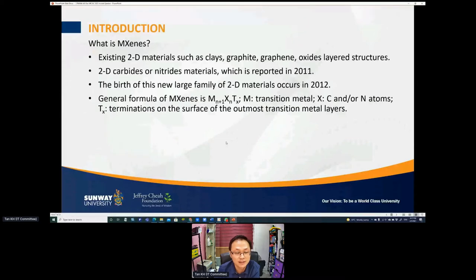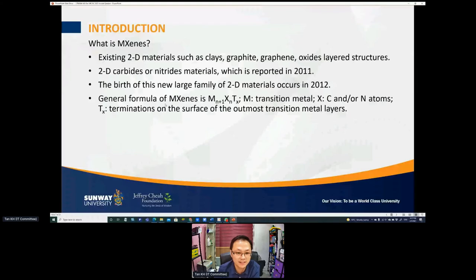But before I go further, I have to give a brief introduction on what this MXene is, which is quite a new 2D nanomaterial that was introduced in the year 2012. MXene is basically a 2D carbide or nitride material, which was first reported in the research field in the year 2011. After that, a whole new family of MXenes was established starting from 2012. Of course, we have existing 2D materials such as clay, graphite, graphene, but MXene has very good properties, which I will introduce later on.